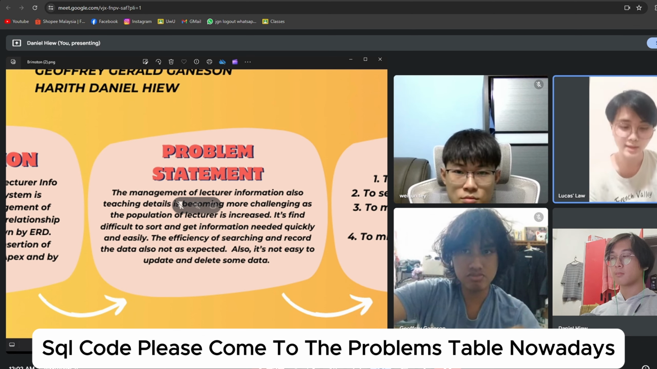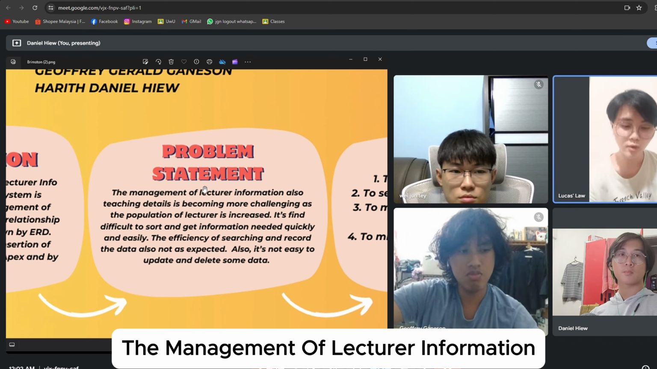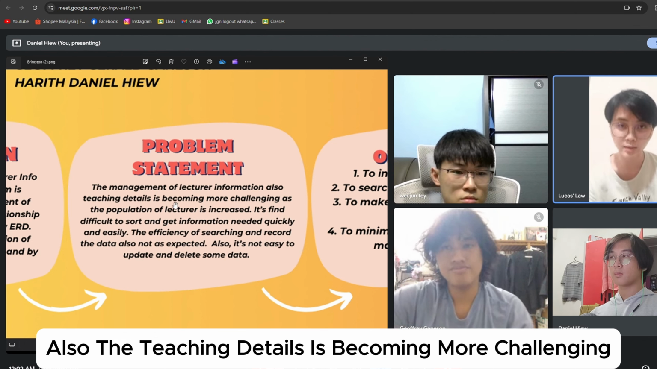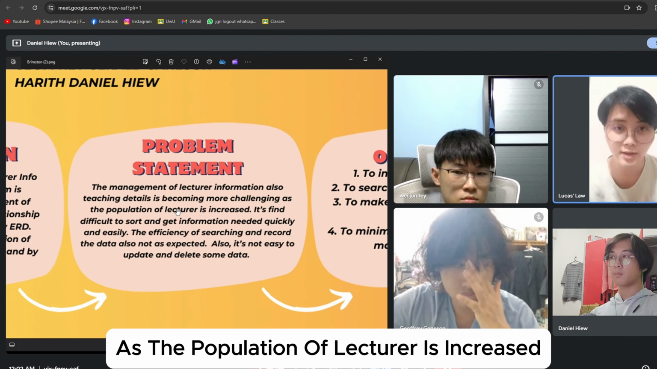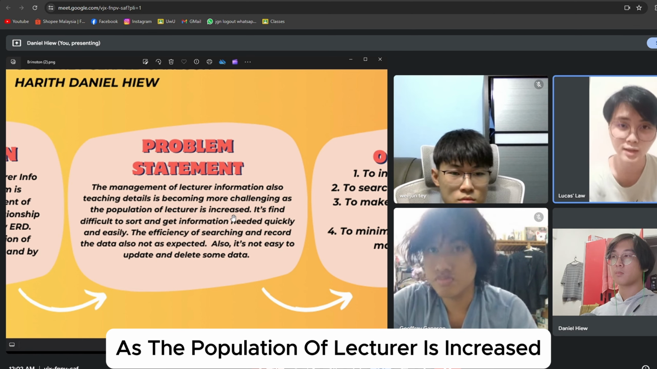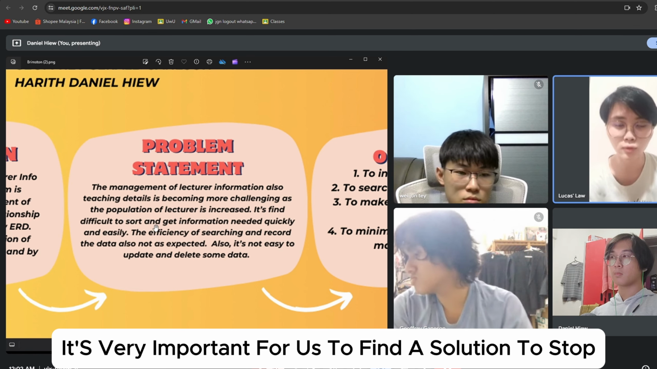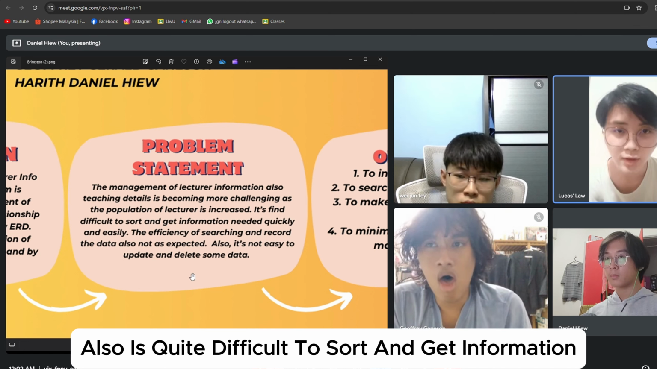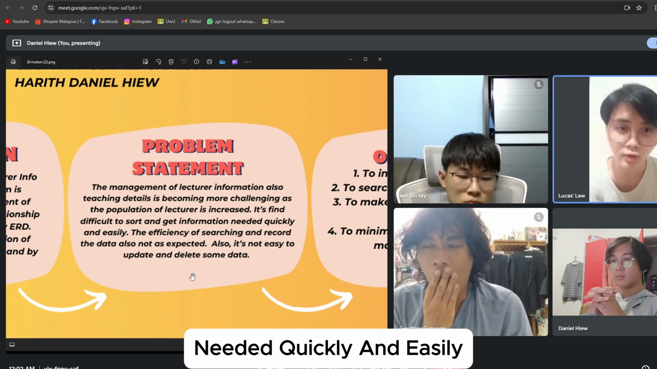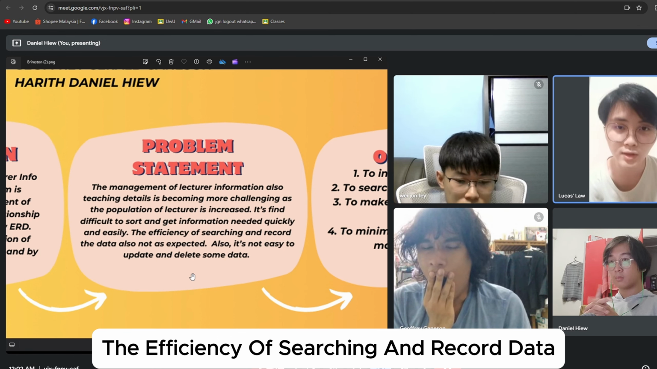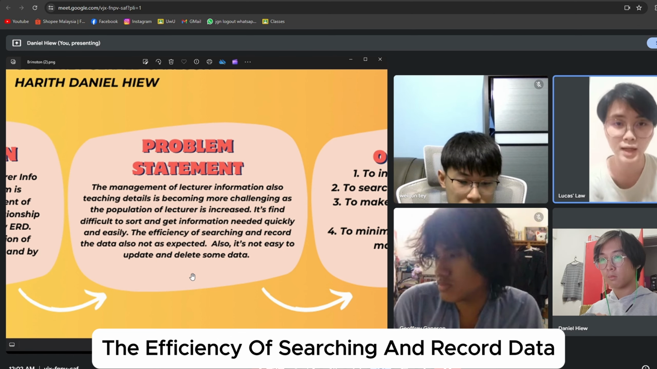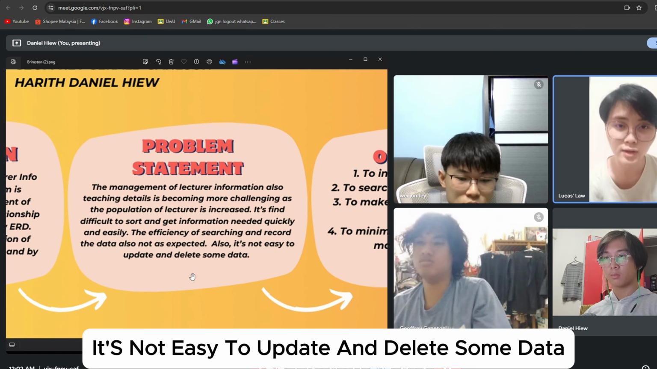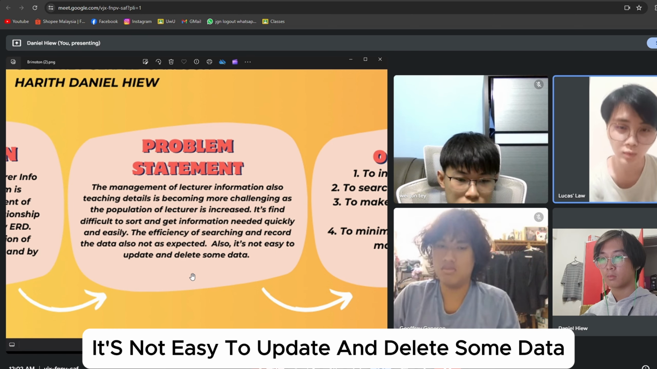Let's come to the problem statement. Nowadays, the management of lecturer information, as well as teaching details, is becoming more challenging as the population of lecturers has increased. It's very important for us to find a solution to solve this. Also, it's quite difficult to sort and get information quickly and easily. The efficiency of searching and recording the data is also not as expected. Also, it's not easy to update and delete some data.